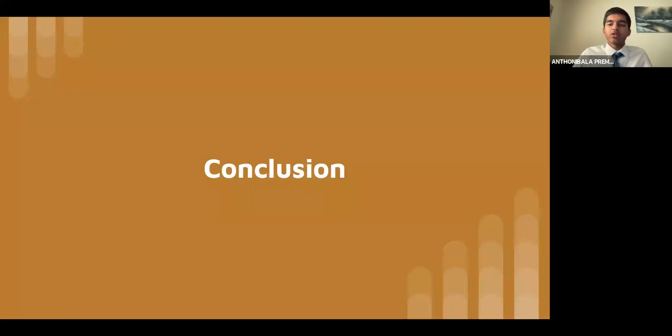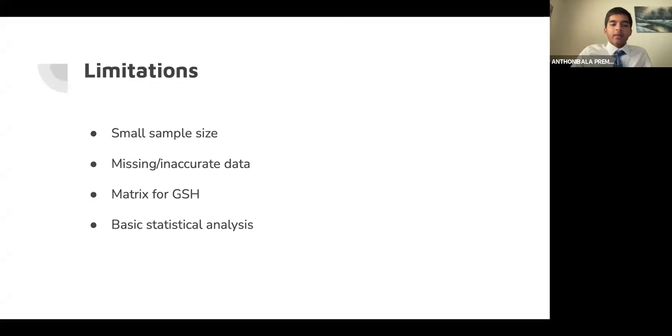Now I'll be going on to the conclusion where I'll be talking about the limitations and implications of my research project. The study had several limitations that need to be addressed in further research. The first limitation is the small number of participants. Each participant constitutes a large portion of the average concentration, and as a result, one person's concentration may deviate significantly from the others, thus skewing the entire data.